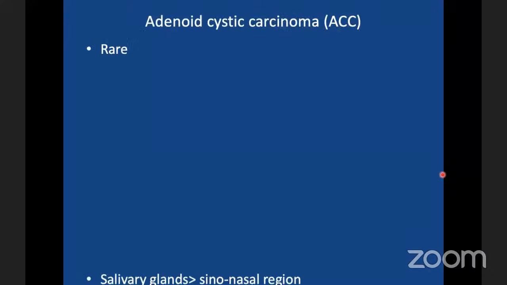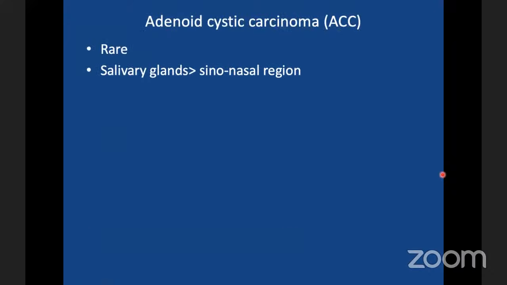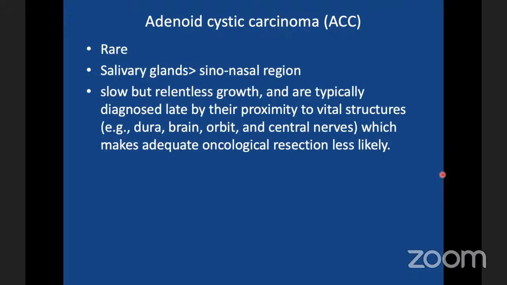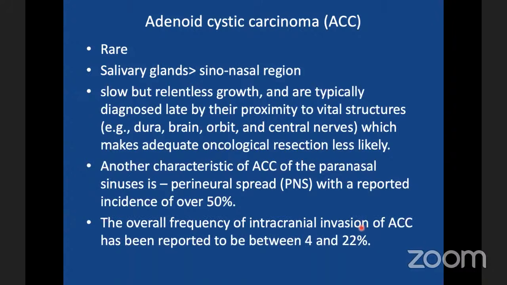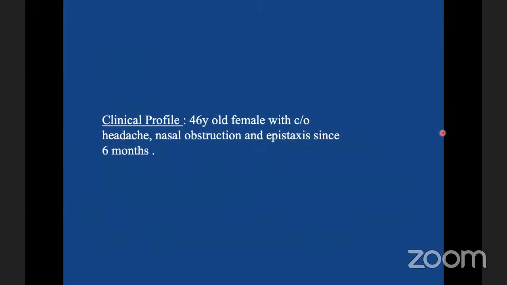A sinonasal carcinoma was suggested, and the histopathology came as adenoid cystic carcinoma. They are very rare tumors. Salivary glands are more involved than the sinonasal region. And the problem is you cannot really differentiate adenoid cystic carcinoma from a squamous cell carcinoma.